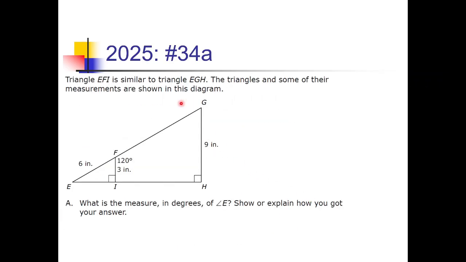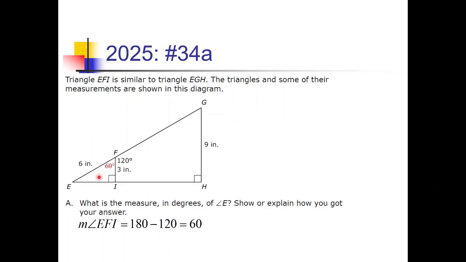For this question, we have triangles EFI and EGH, and they are similar. So based off of all that and these measurements here, they want to know for part A, what's the measure of angle E? Well, in order to get E, it would be helpful to know what the measure of angle EFI is up here. And we already know the measure of its supplement, 120 degrees right here. Since this angle and this 120 are on the same line, that means they must add up to 180. So this angle, EFI, is actually going to be 180 minus 120, which is 60. So this is 60 degrees right here.